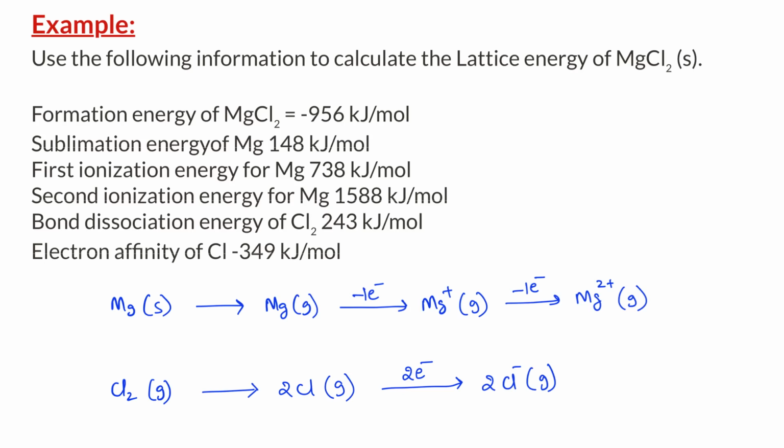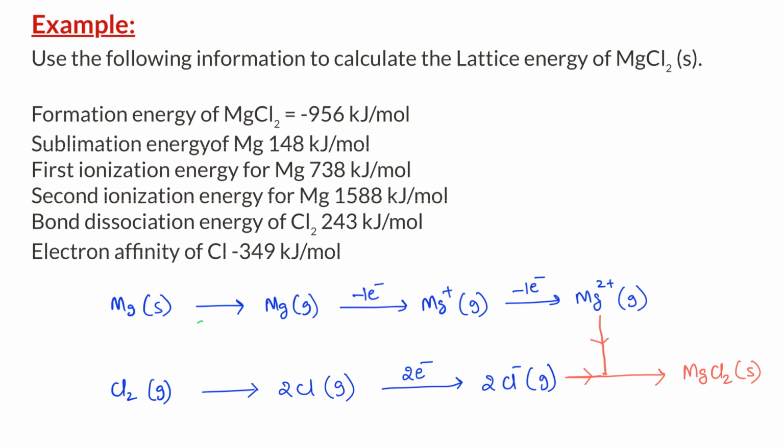At the end, the magnesium 2+ ions in the gaseous phase and Cl- ions in the gaseous phase combine to form magnesium chloride in the solid phase, which is the standard state for magnesium chloride. Now let us verify whether the energy changes associated with each of these steps are given in the question or not.